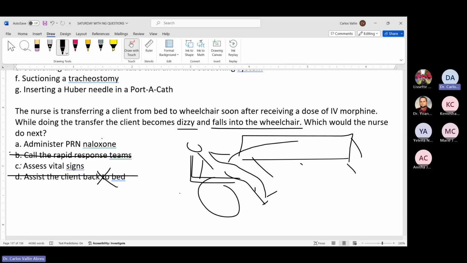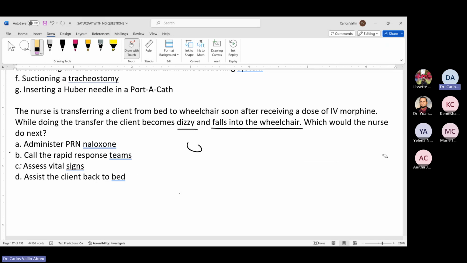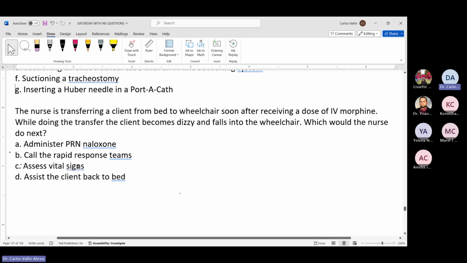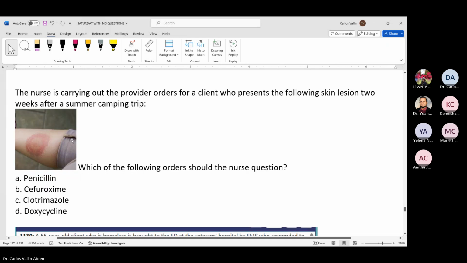Why? Because if you administer naloxone, the client is going to be in pain with withdrawal. The solution is going to be worse than the disease. So assessment is first, and it's an easy question. I think that nobody can fail this question. The important thing is to understand the scenario, to understand what is happening in the scenario.